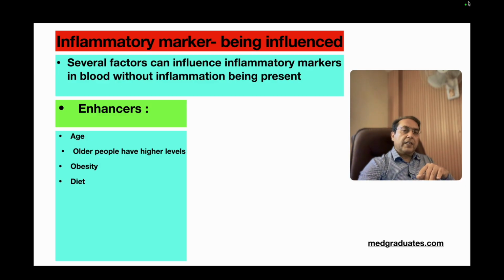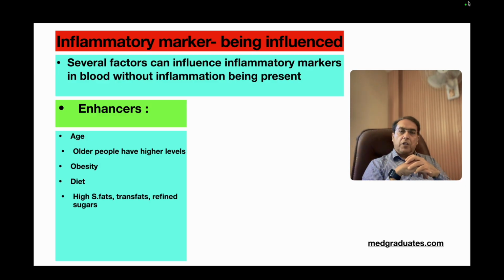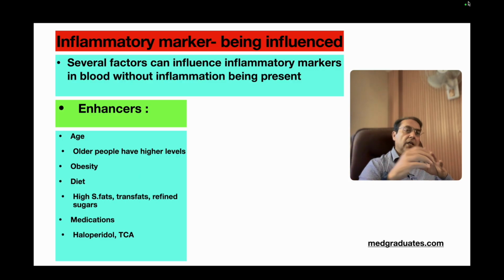And then certain diets containing saturated fats, trans fats, refined sugars can be associated with higher inflammatory markers. Certain medications can increase inflammatory markers, like haloperidol and tricyclic antidepressants. And then stress and sleep disorders like insomnia and other sleep disorders, they can also increase the inflammatory markers.